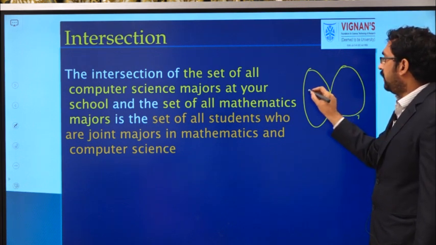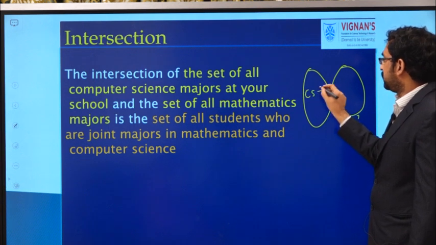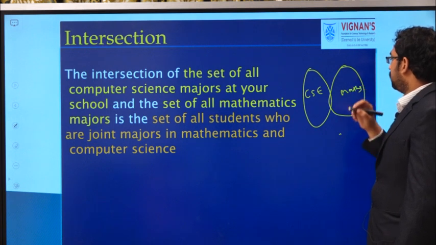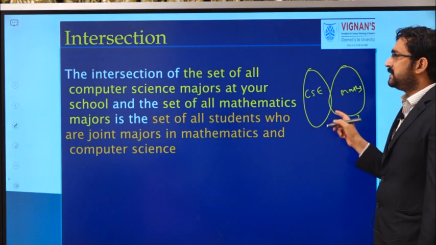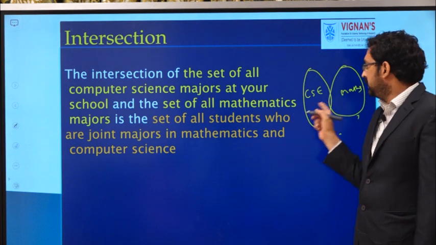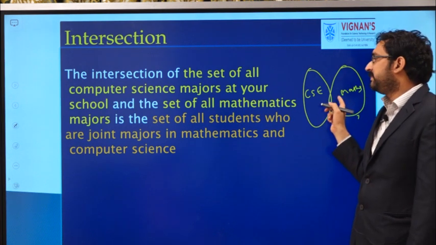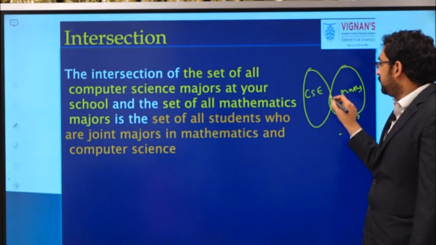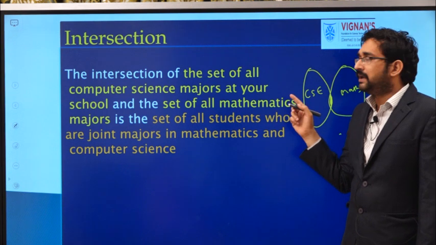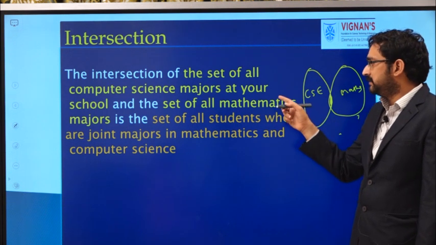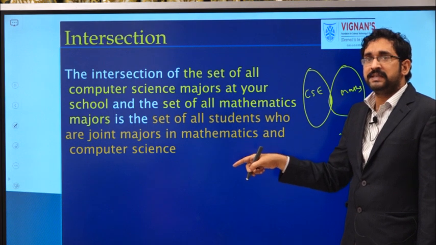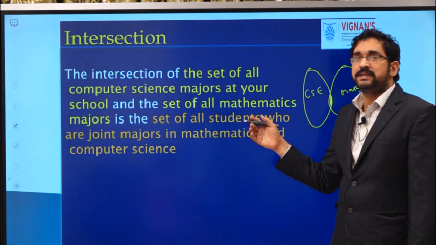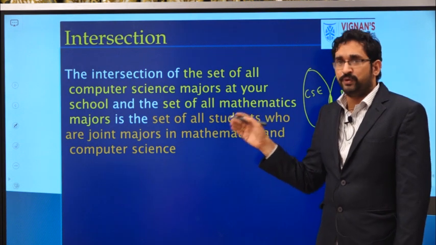One set contains all computer science majors at your school and another set contains all mathematics majors at the school. We have to find the intersection. So what does intersection indicate? The set of all students who major in computer science as well as major in mathematics. So intersection represents the elements which are common to both.